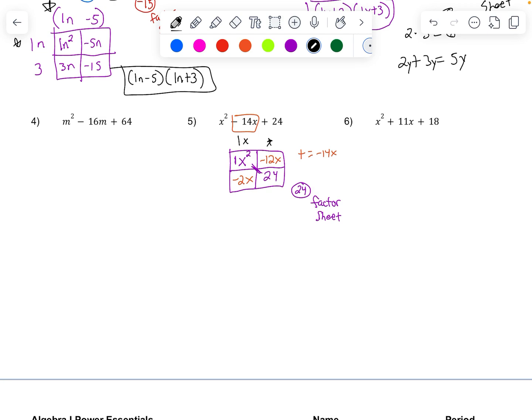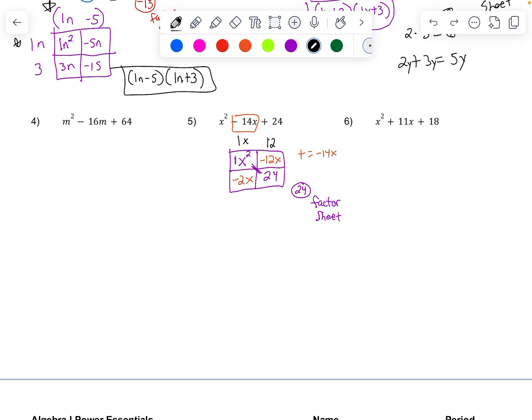Okay, this top right, 12 and 24. If you're looking at 12 and 24 on your factor sheet, you're trying to find the greatest number they both have. In that case, it is a 12. Do they both have an x? No. Okay, top row. 1x squared, negative 12x.